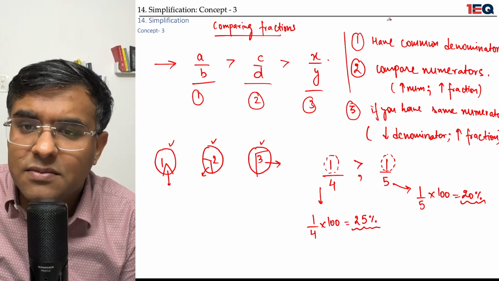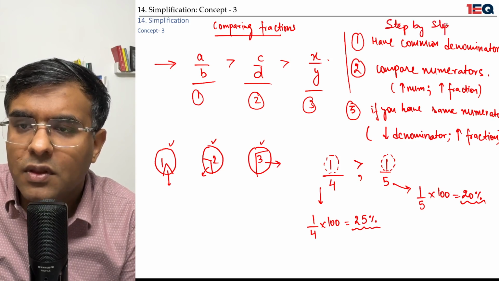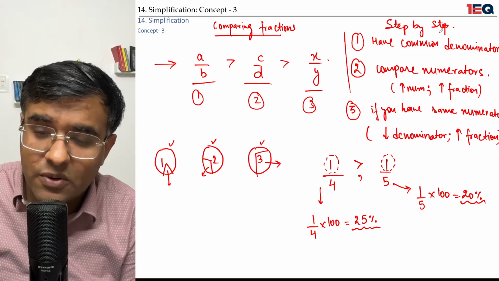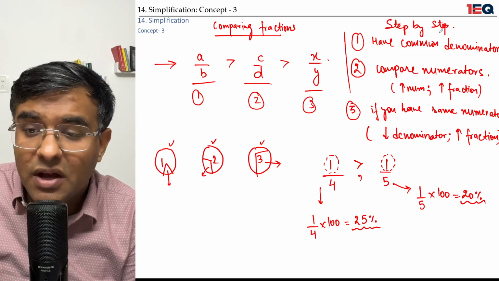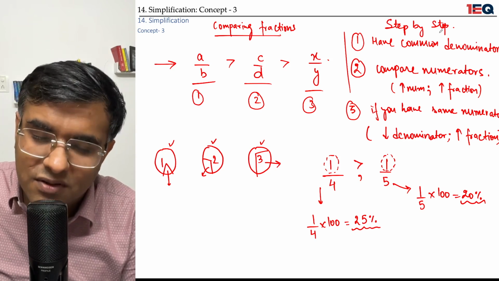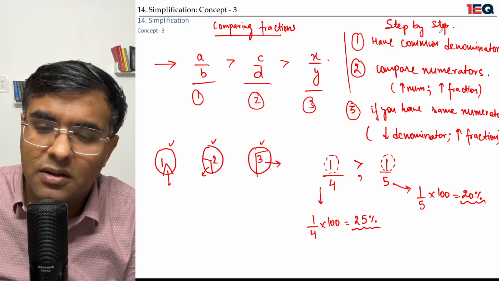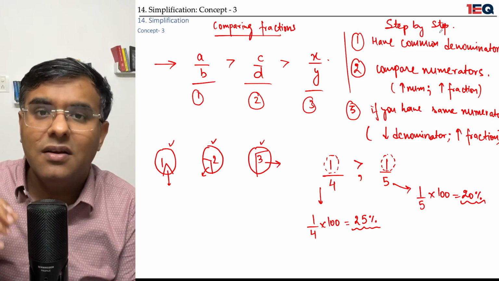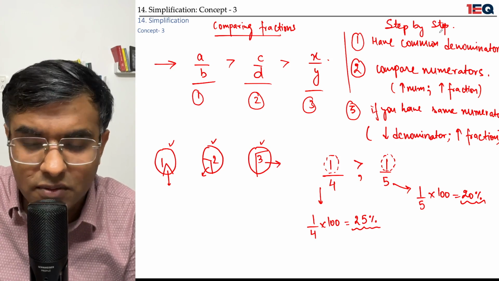This is a very simple step by step process that you need to follow. First of all, have common denominators, then compare the numerators. If you have the same denominators, then you can compare the numerators. If you have the same numerators, then you can compare the denominators and apply the inverse rule. Instead of simply saying that the bigger the numerator, the bigger the fraction, it will be the reverse in the denominator. The smaller the denominator, the larger the fraction. Got it? Moving on, I'll take you through the questions that are really going to help you immensely.